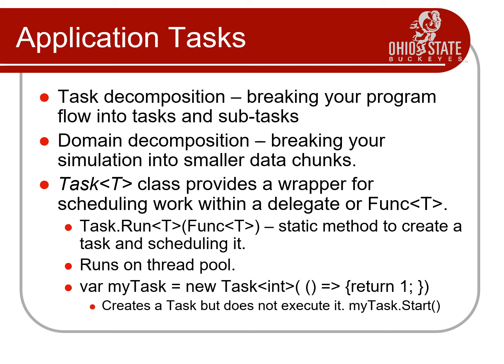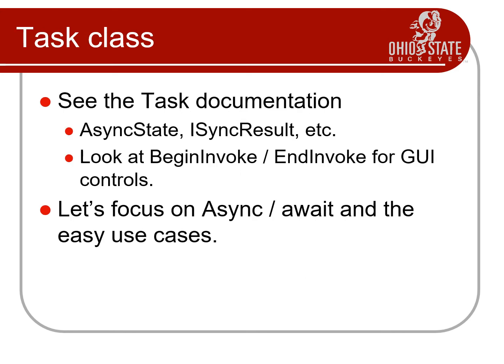It's important to note that you can create a task. So if I say myTask equals new Task, and I give it this lambda function here, it creates a task, but it doesn't execute it, okay? And there's a few ways to get it started. We're going to focus on the await keyword. But you can call myTask.Start if you want to do your own explicit task handling. That is certainly valid. Okay, so I'll encourage you to take a look at the task documentation. You have some asynchronous state, some synchronous results. We always used to use BeginInvoke, EndInvoke for GUI controls, so those were quite popular. But we're going to focus on the async await and some easy use cases.